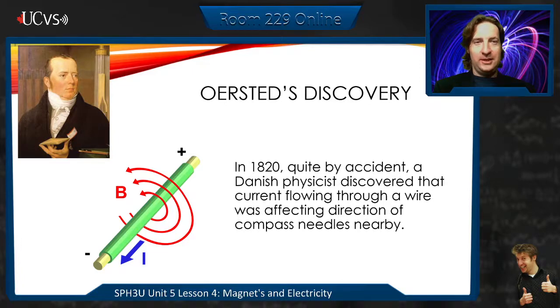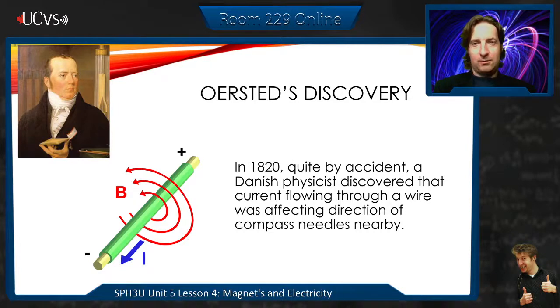And this was a purely accidental discovery when they were playing with current electricity in the early 1800s. A Danish physicist called Oersted saw that when they were putting large currents through wires, compasses were starting to wiggle in weird ways. There was a magnetic field generated by currents. A flow of electrons, a flow of charges, generates a magnetic field around it.